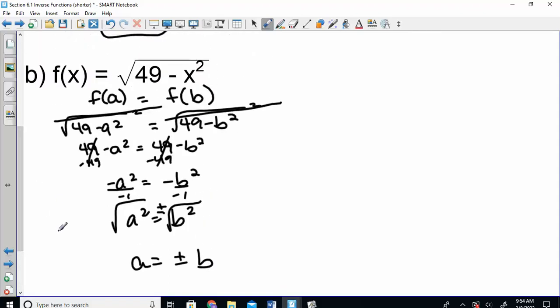In other words, if I've got the same y value out, I could have put in the same number, or I could have put in opposites. I could put in 1 and -1, and they give me the same y value. So is that 1 to 1? No. So if you get a equals b, that means it's 1 to 1. If you get anything else, it is not 1 to 1.